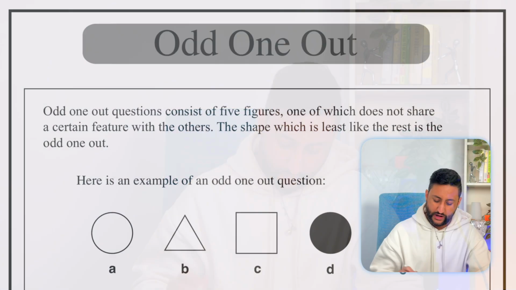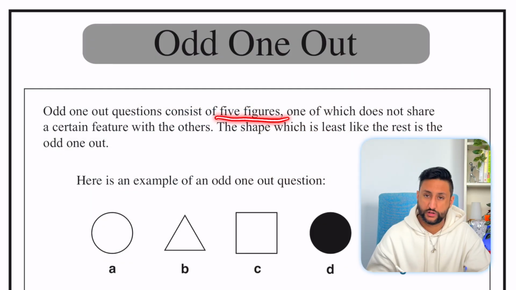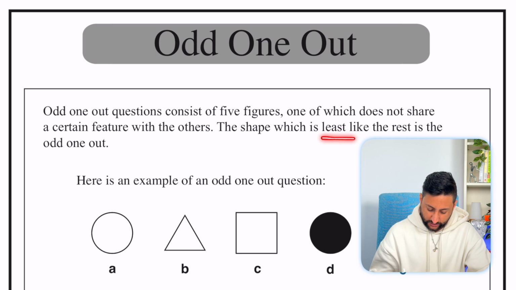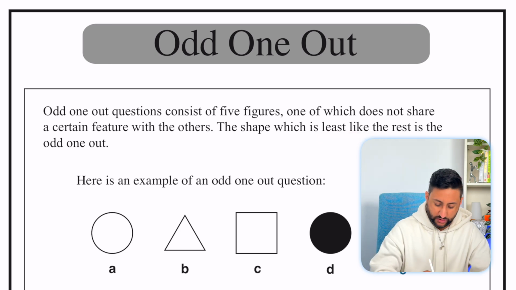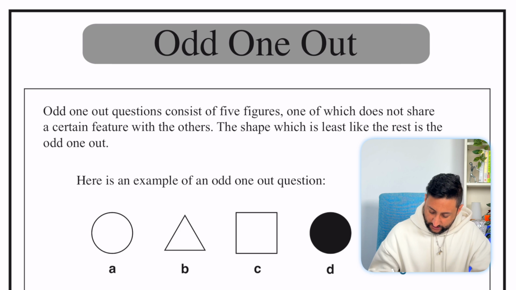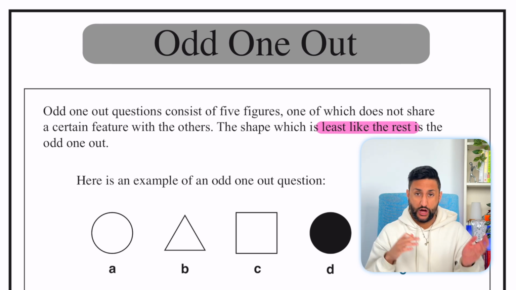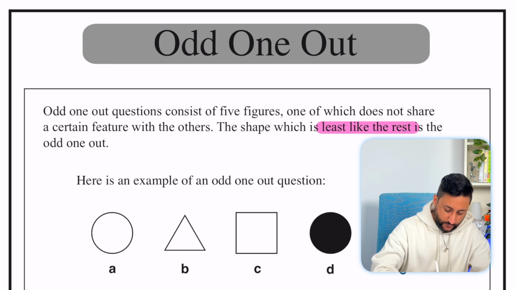So let's start by taking a look at the explanation from the book. Odd one out questions consist of 5 figures, generally. One of the figures does not share a certain feature with the others. The shape which is least like the rest is the odd one out. So that's the most important part, I would have to say, for this: what is the least like. There are obviously going to be several different shapes which can be the odd one out in some way, shape or form, but what you're looking for is the thing that is least like the other 4. So bear that in mind as we go through.